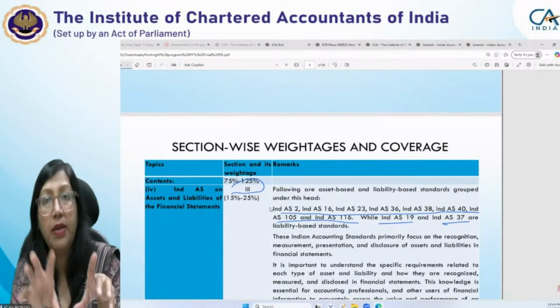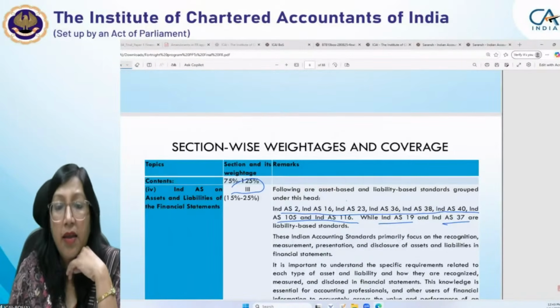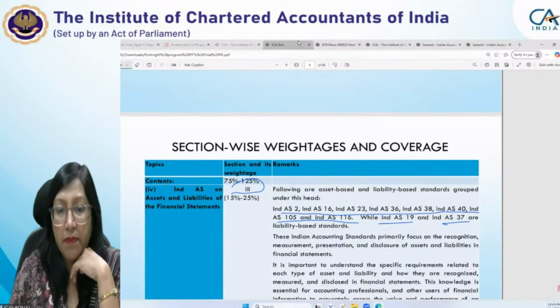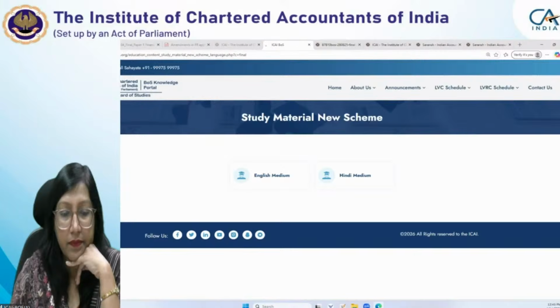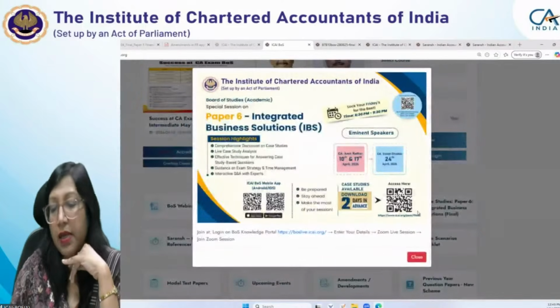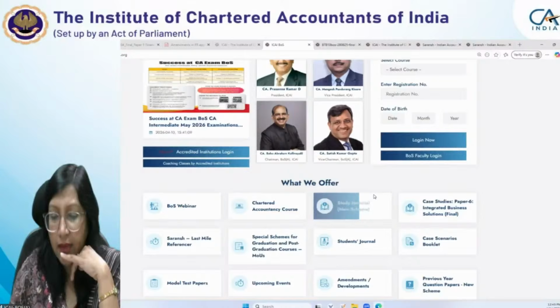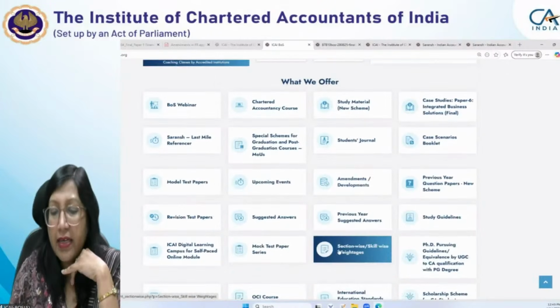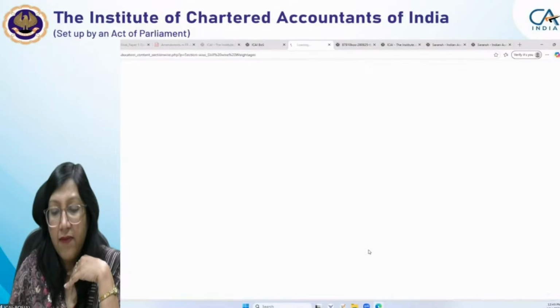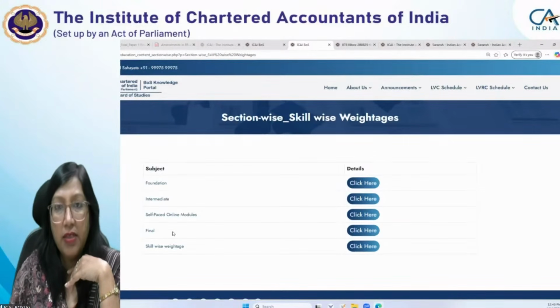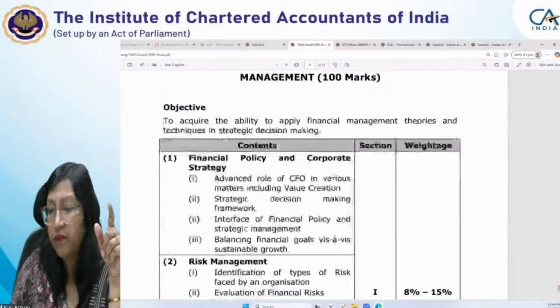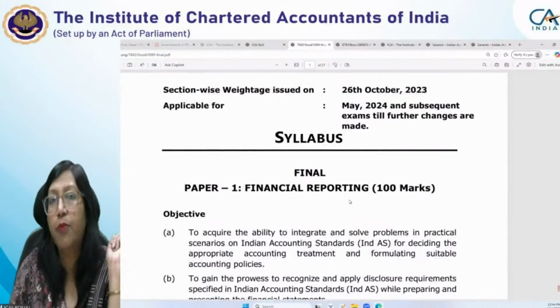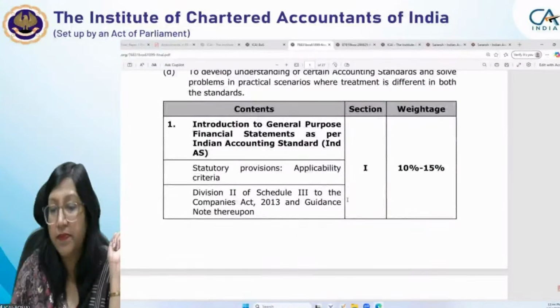I'll try to give it in PDF form and upload it on the website. But let me go through the website also. Okay, this is your BoS knowledge portal. Here we came, we scroll down and find section-wise and skill-wise weightages. When we click, we find foundation, intermediate, self-paced, and final. I'm clicking on final. When we click on final, the first paper we get is your financial reporting section-wise weightage.